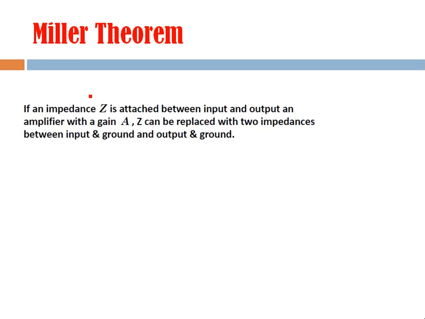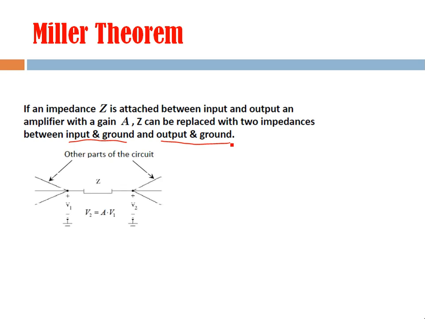Now Miller theorem says that if an impedance Z is attached between input terminal and output terminal of an amplifier, then this Z can be replaced with two impedances. One is connected between input and ground, and second one is between output and ground. So see, for example, here this is some system.